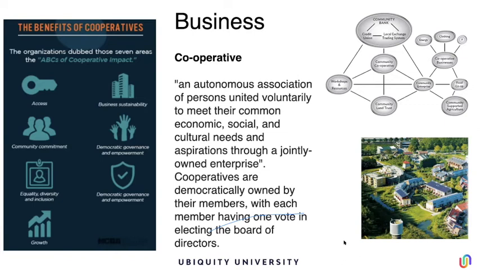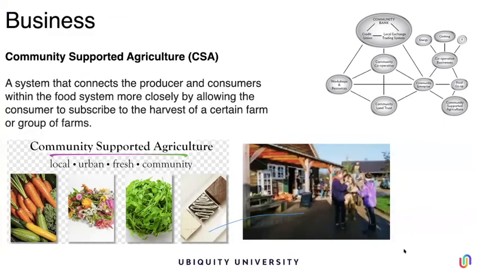So yeah, you can see the list of benefits there from one of the cooperative associations. So, community supported agriculture. Here's a definition. It connects the producer and the consumers within the food system by allowing the consumer to subscribe to the harvest of a certain farm or group of farms.